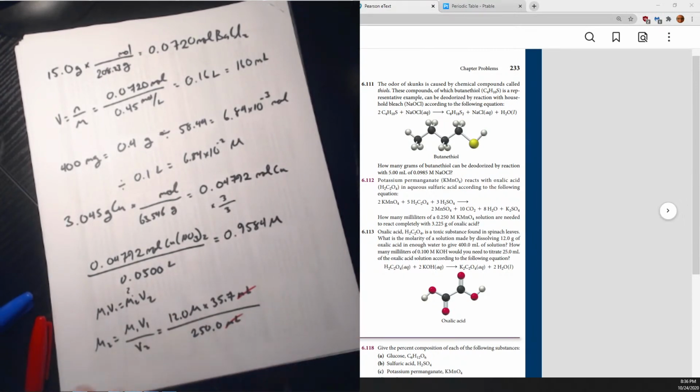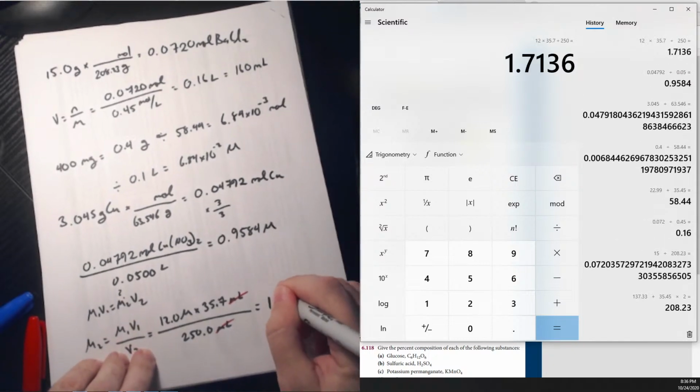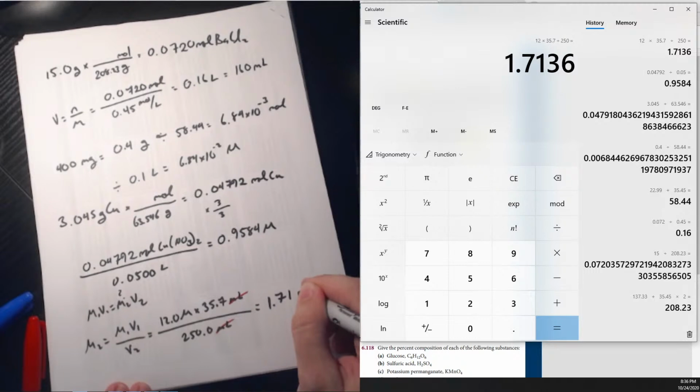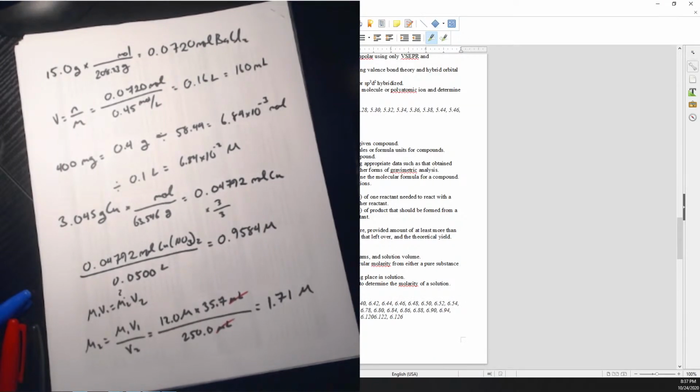All right, what is that going to be equal to? Let's break out the calculator. 12 times 35.7 divided by 250, 1.71 molar. Okay. And after 108, 110.